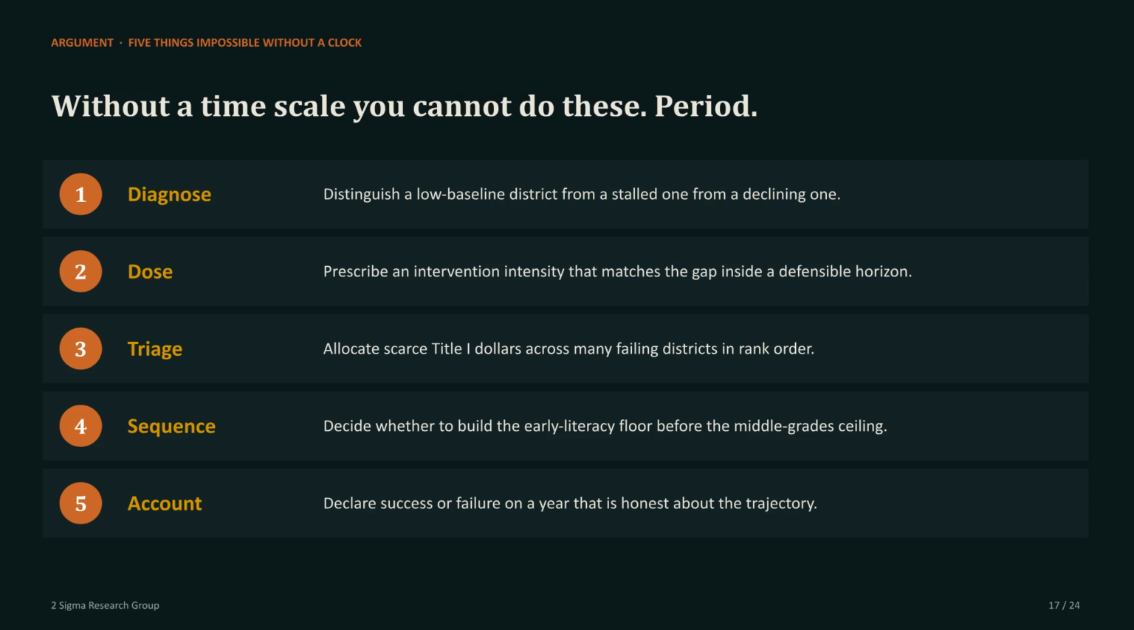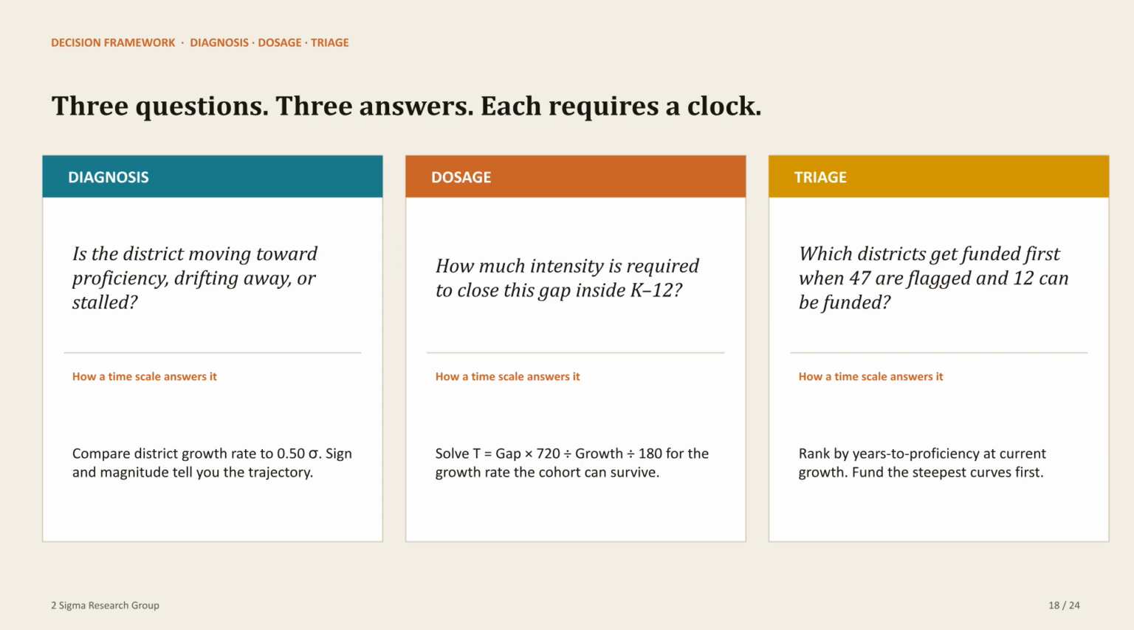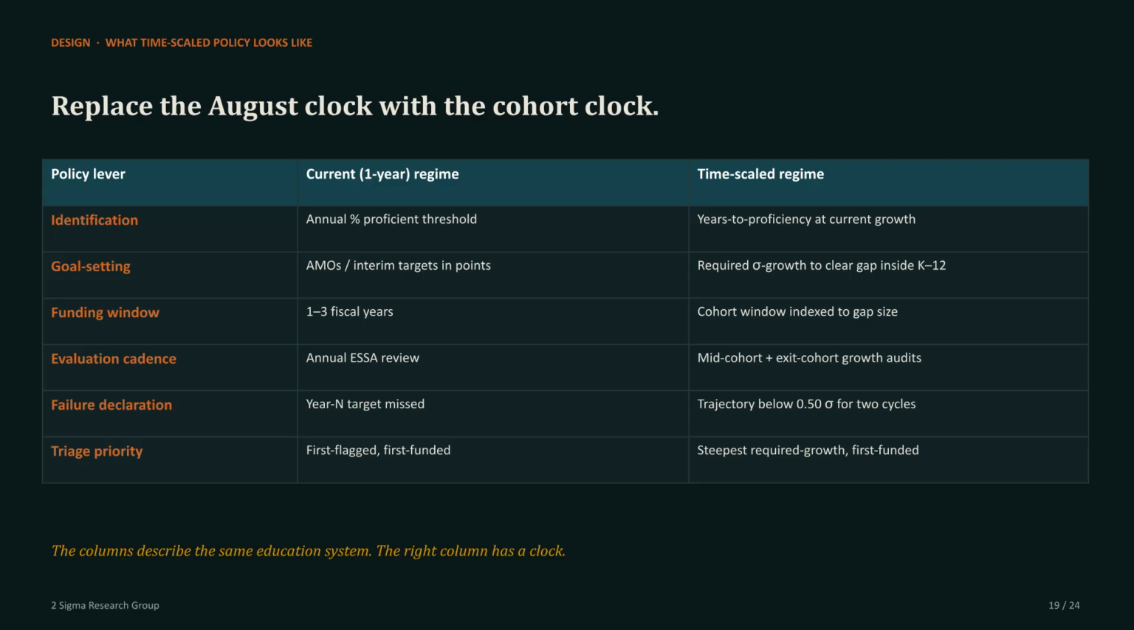Without a timescale, key functions are impossible. This includes diagnosing a district's status, determining the appropriate dosage of intervention, triaging limited resources, sequencing investments, and accurately accounting for success over time. The 3 crucial questions, diagnosis, dosage, and triage, all require a clock. The timescale answers whether a district is moving toward or away from proficiency, how much intensity is needed, and which districts should be prioritized for funding.